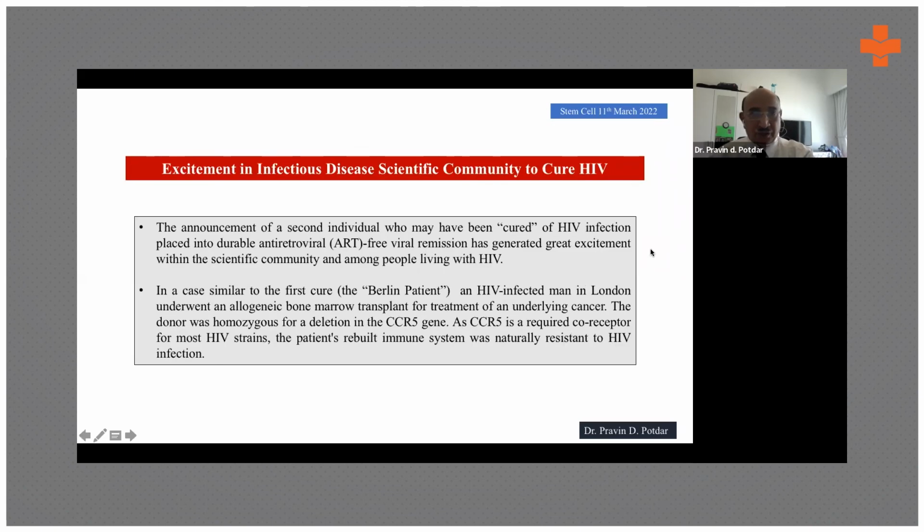So we come to the excitement in the infectious disease scientific community about cure, which is the emergence of a second individual. I already talked to you about this: the HIV becomes ART-free viral remission. In a similar case to the first cure, the Berlin patient, an HIV-infected man in London underwent an allogeneic bone marrow transplantation for treatment of an underlying cancer. The donor was homozygous for deletion of CCR5. CCR5 is a required co-receptor for the host. The patient's rebuilt immune system was naturally resistant to HIV infection.